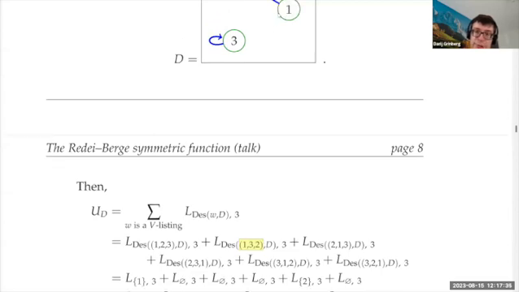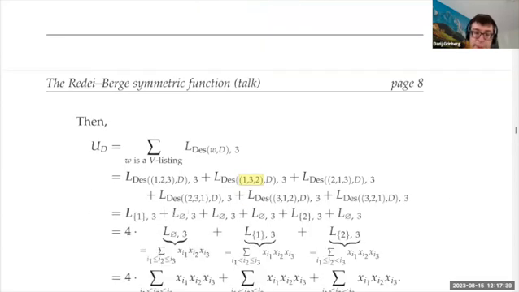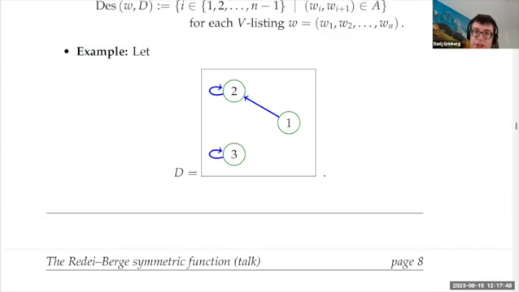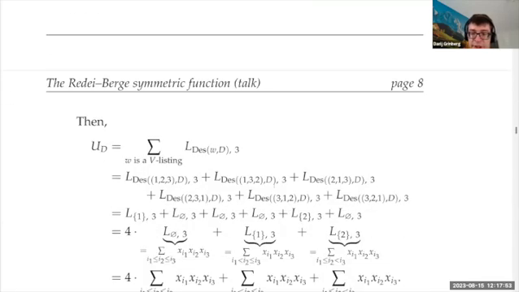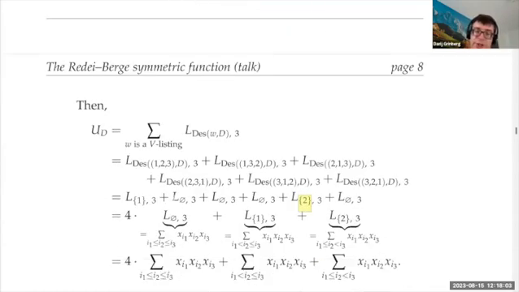The next one, 132, gives you the empty set because neither 1,3 nor 3,2 is an arc. So you get empty. The next one is again empty, then comes the vertex listing 312. And 312, if you look at it, 3,1 is not an arc, but 1,2 is an arc. So you have an arc at the second position, and that gives you the set {2}. And the last one is again empty. If you combine the terms, you get this term 4 times. So 4 times this plus this plus this.